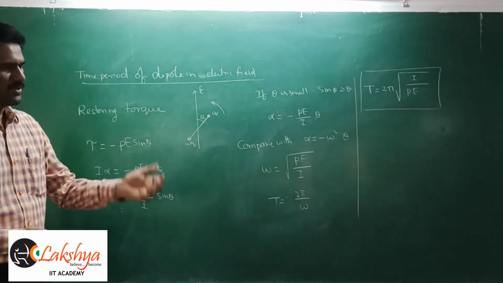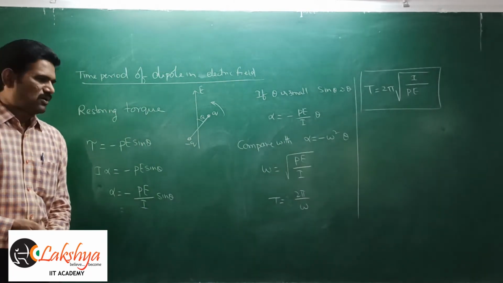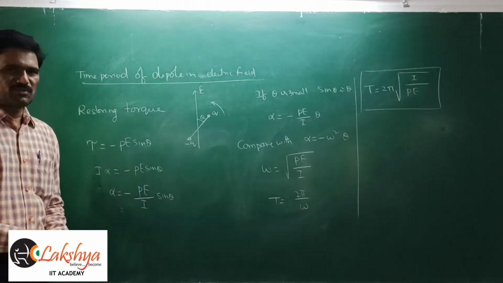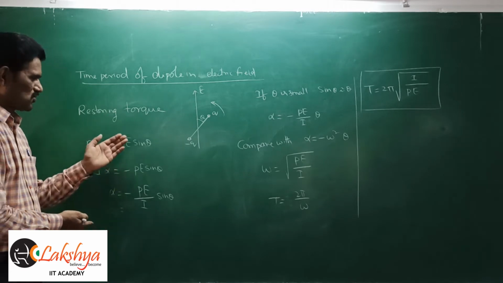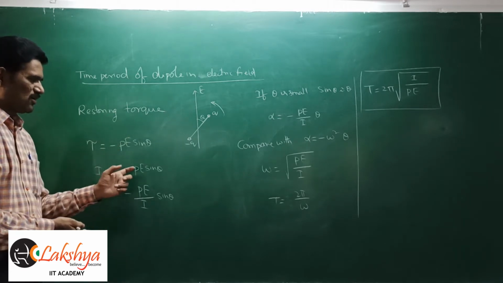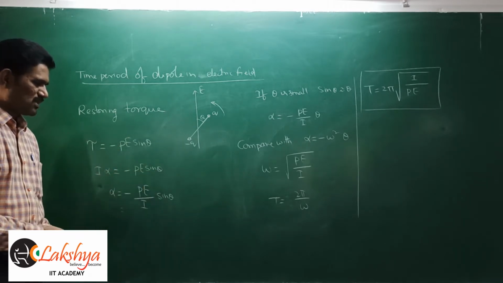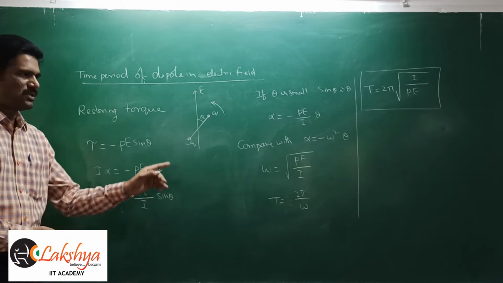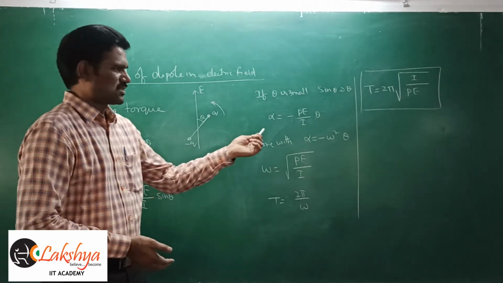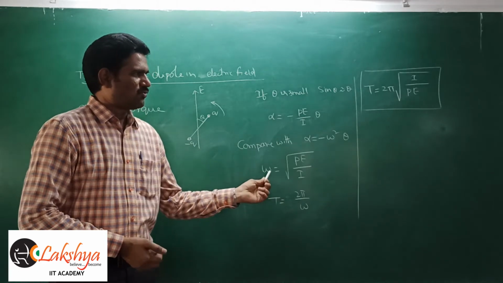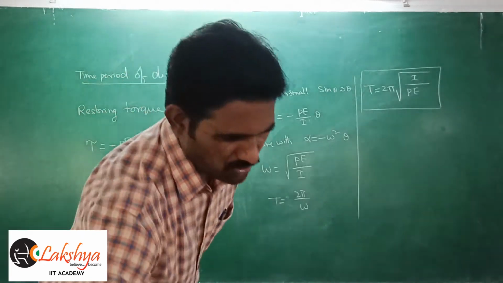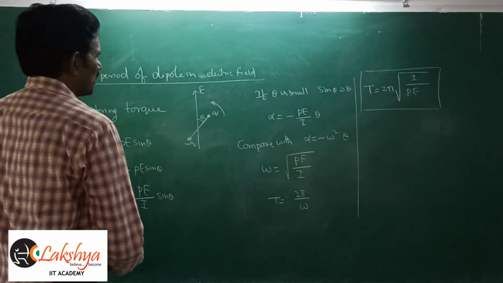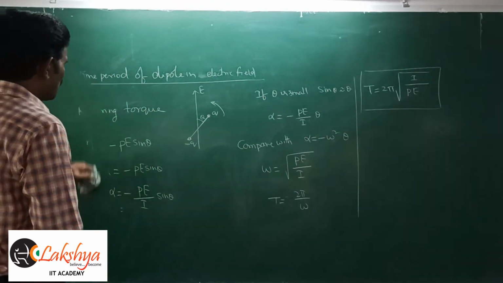As we completed SHM in the first year syllabus, this calculation will be very easy for you. We just write this torque as I alpha, that is equal to minus PE sin theta, and then we replace this sin theta with theta, so that this is our direct SHM equation. From that you will get the omega value, and from that you can write the time period calculation, right? So it is the time period of this dipole that is oscillating in a uniform electric field.